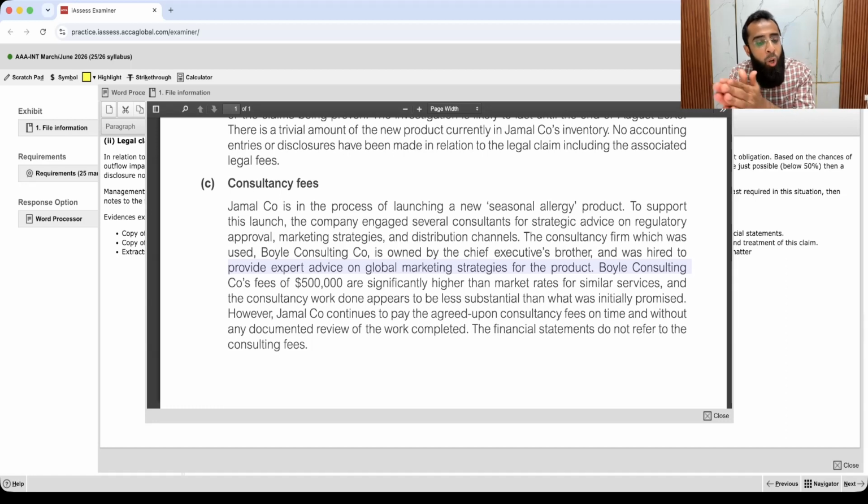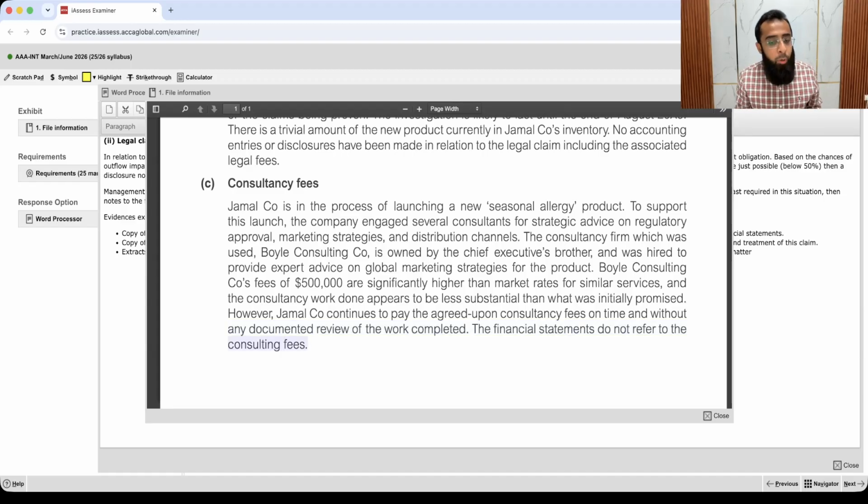Close family member of key management personnel. Boyle Company's fees of $500,000 are significantly higher than market rate for similar services, and the consultancy work done appears to be less substantial than what was initially promised. However, Jamal Company continues to pay the agreed upon consultancy fees on time and without any documented review of the work completed. The financial statements do not refer to the consulting fees.